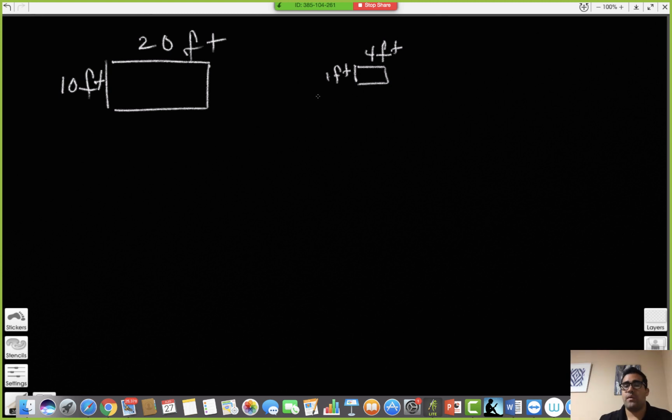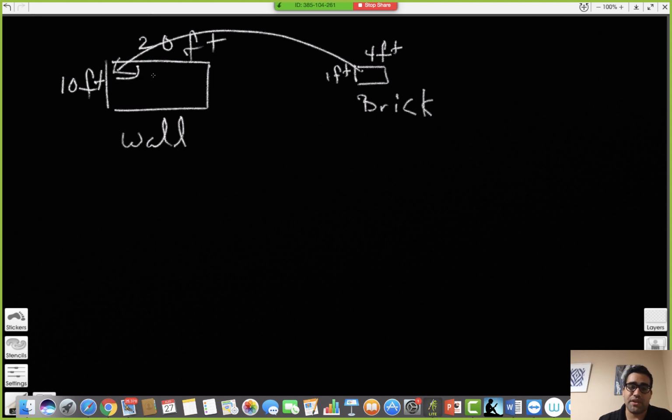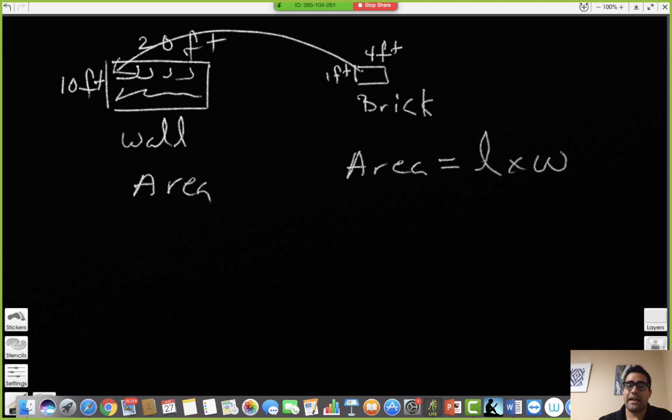So you have this wall, and you have this brick. You want to know how many bricks you need to cover the wall. It's called area. Area of this, area of this. Area is length times width.